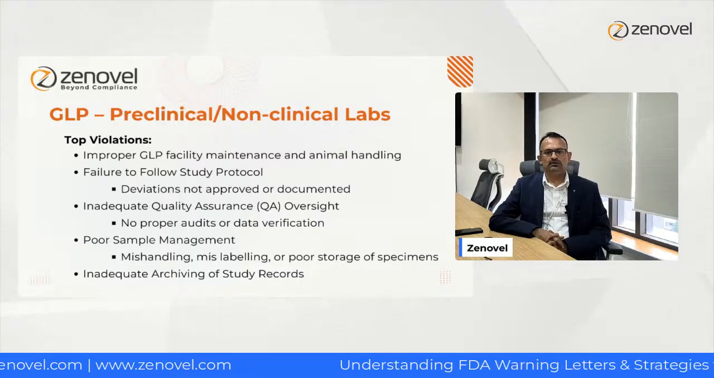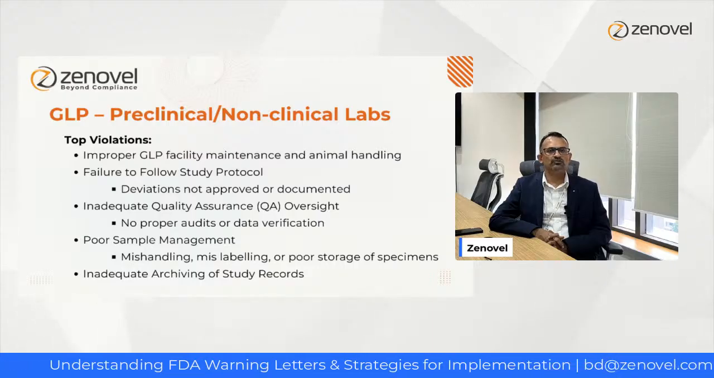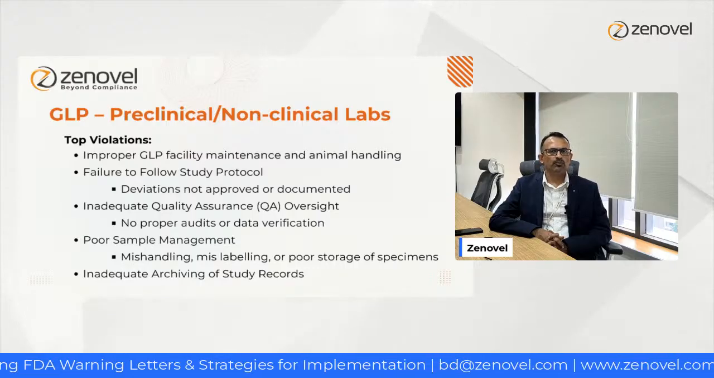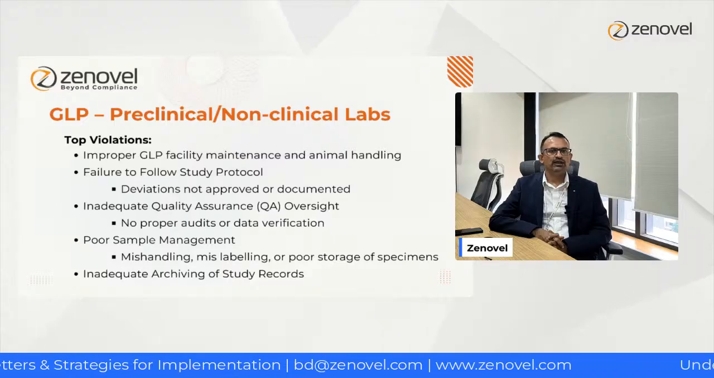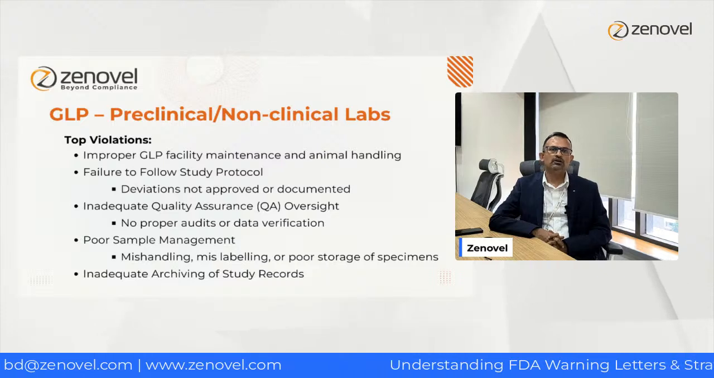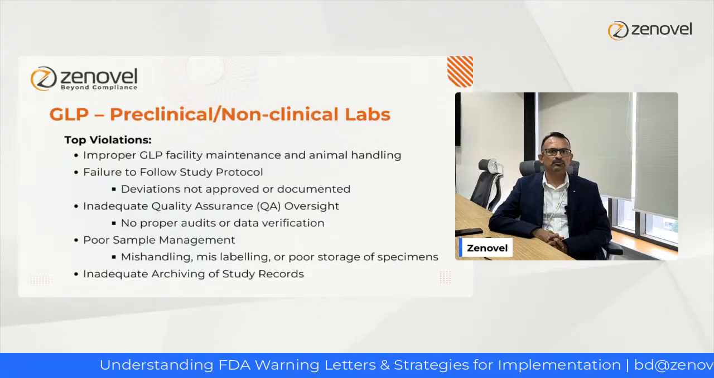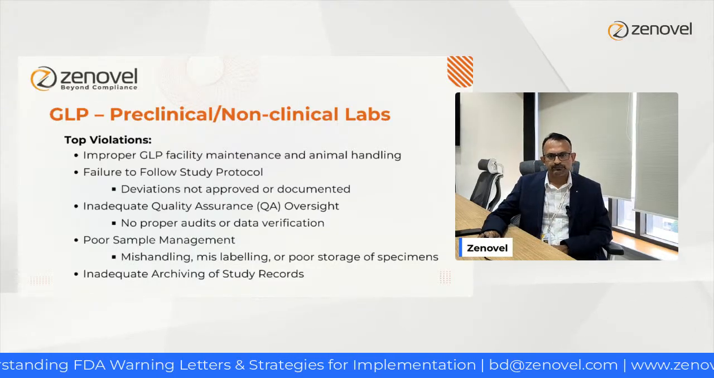Then the next is inadequate archiving of the study records. Sometimes the slides of the animals were not properly maintained at the proper temperature in the archive. So at the time of audit, these slides were not available to the auditors. So these are the concerns from the GLP.